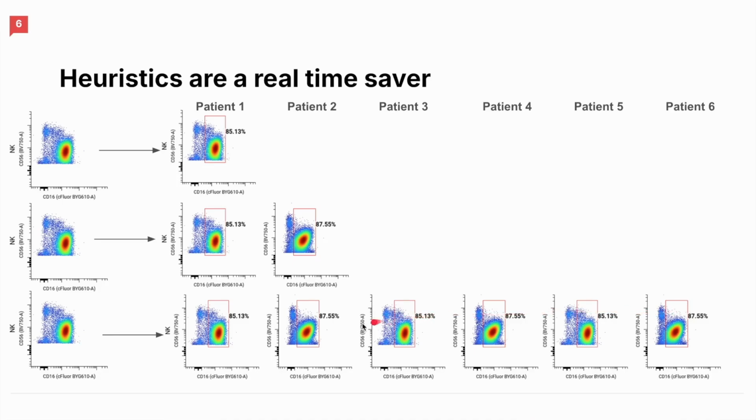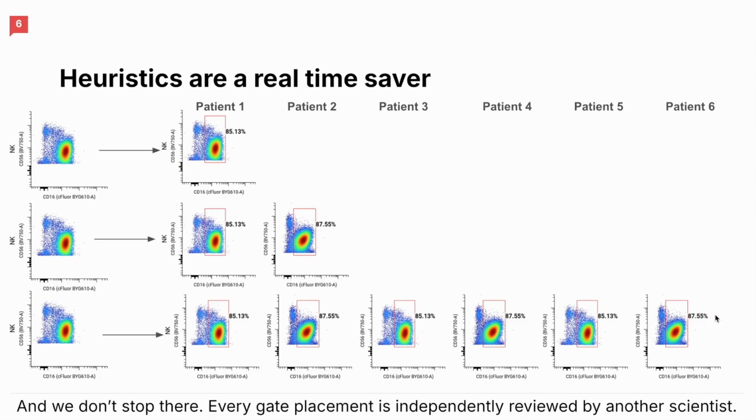And now it's easier by eye to go from left to right and inspect all these gates and make sure that they are within the right setting. And we don't stop there. Every single gate placement is independently reviewed by another scientist. So you can imagine as you go from patient 6 to patient 40, 70, etc., it starts to get a lot faster even though there are a lot of gates.